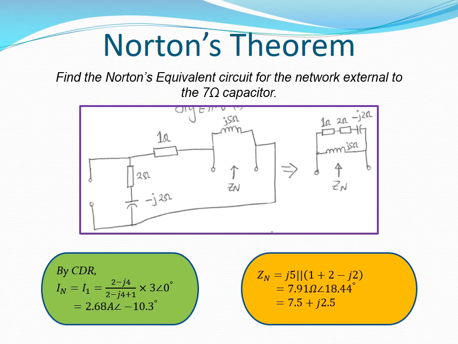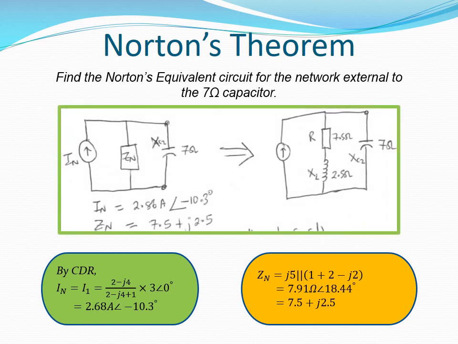Therefore, the Norton's equivalent circuit is made up of a current source in parallel with the Norton's impedance. The rating of the current source is 2.68 amps at minus 10.3 degrees. The resistive part of the Norton's impedance is 7.5 ohms, and the reactive part of the impedance is an inductive reactance of 2.5 ohms. This is the circuit after the 7 ohm capacitance has been replaced.